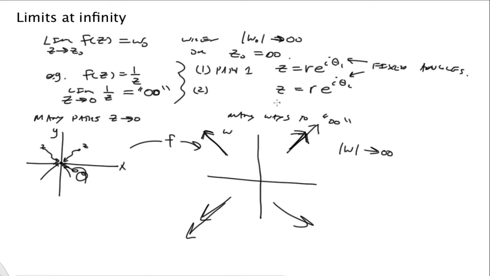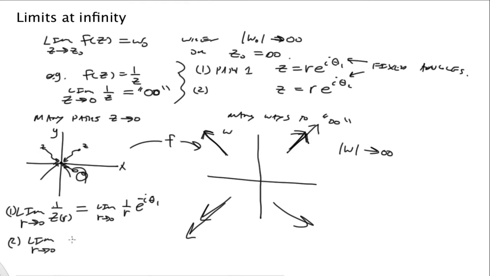Okay, and what we're going to do then is take our limit, which in this case is the limit as r goes to 0 of 1 over z, and we want to make that equal to something. So that's going to be the limit as r goes to 0, and when we do the algebra, that becomes e to the i negative theta 1 for path 1. And for path 2, we have the same thing, the limit as r goes to 0 of 1 over r e to the i theta 2, which gives e to the negative i theta 2.